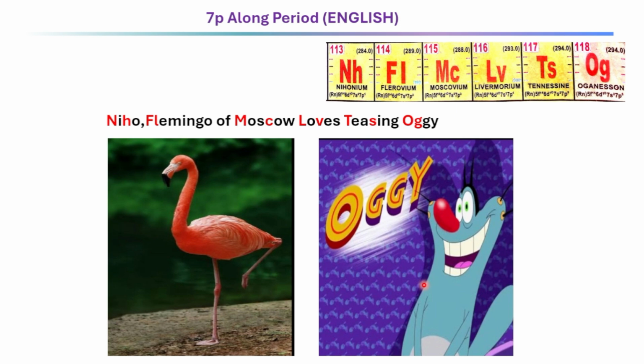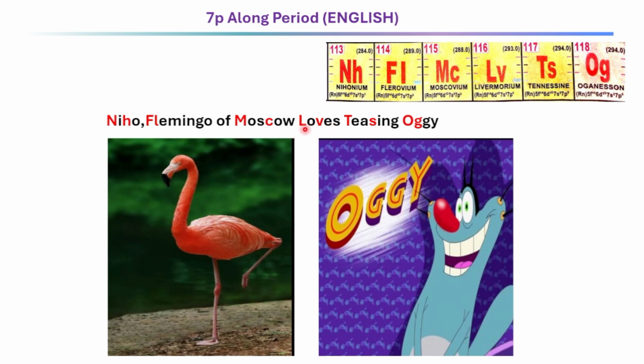Niho, flamingo of Moscow, loves teasing Augie because they are friends, and they tease each other in a friendly manner. So in this Niho, NH will come from the entire Niho, and you can remember it will be Nihonium. Flamingo, FL, represents Flerovium. And in Moscow you can see M and C, which stands for Moscovium.